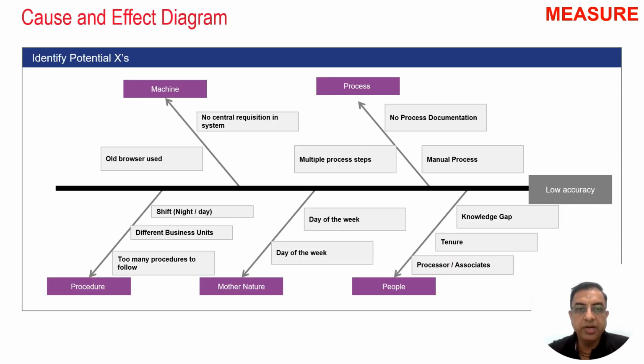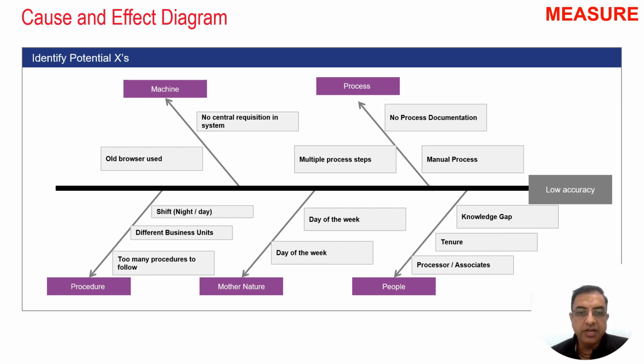The next thing the team did was to create a fishbone diagram. They got together in a room and identified the various root causes of this particular problem, which is a low accuracy rate in this case. Under process, they said no process documentation, manual processes, and multiple process steps were involved. Under machine, they said there is no central requisition in the system, and old browsers are used. Under procedure, they work in day and night shifts, there are different business units, and too many procedures to be followed.